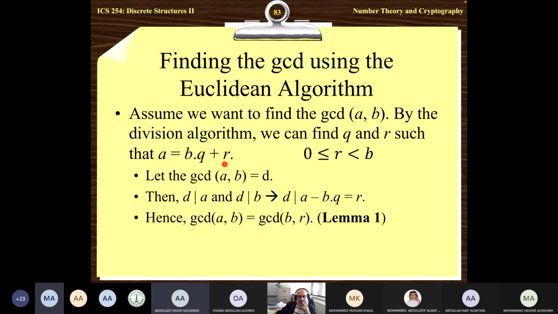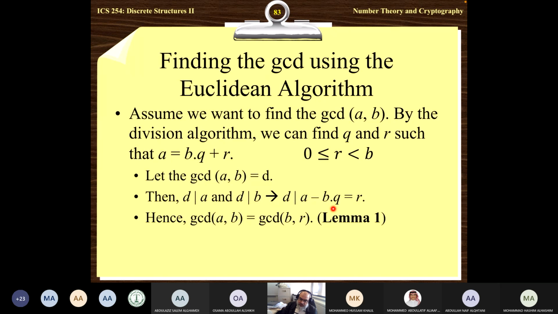It should, right? Why should it? If c divides a and c divides b, does c divide a minus b times q? Yes. And a minus b multiplied by q is r. So if d divides a and d divides b, then definitely d divides r.